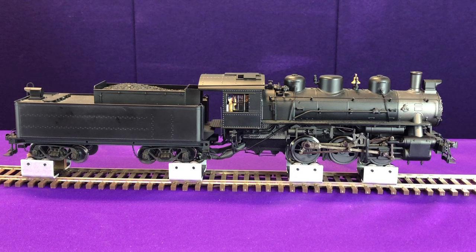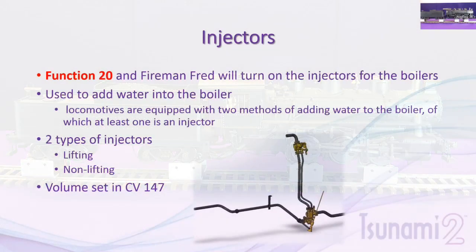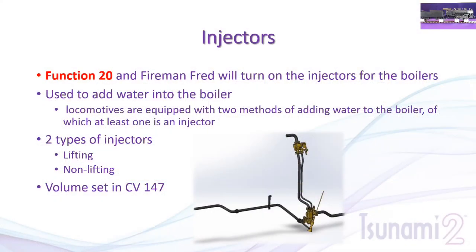So you can kind of hear that running there in the background. And you can do this manually, or like I said, you can let Fireman Fred do it, but you do have independent volume level on CV 147.